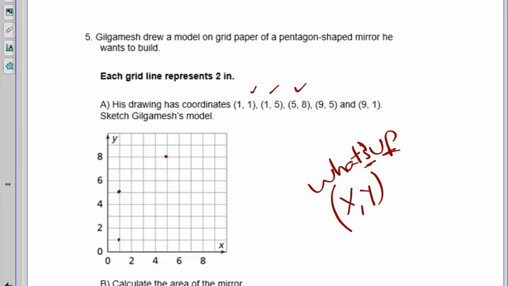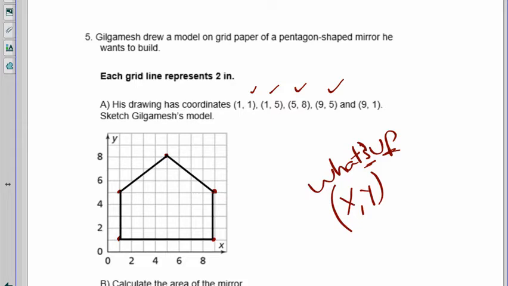Sideways 9, up 5. 1, 2, 3, 4, right there. And 9, 1, right there. You can see we have, again, a pentagon shape. There it is. And now I need to find the area of it. The thing that makes sense to me is to cut it into a triangle and a rectangle.